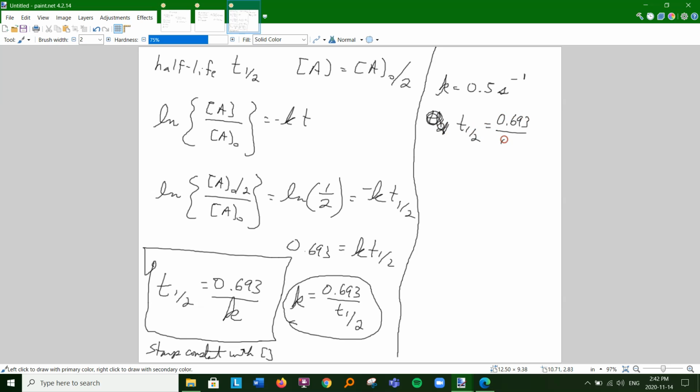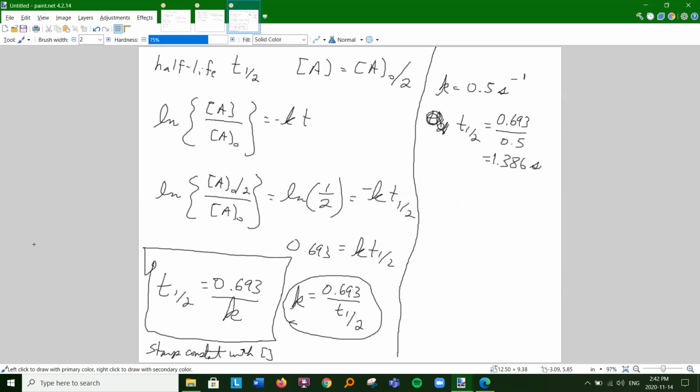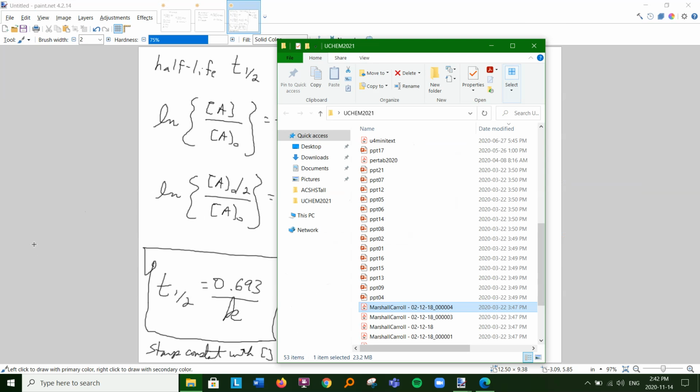0.693 divided by 0.5, which is just twice 0.693, right? 1.386 seconds. Okay, so that is the half-life. And let's go back to the textbook here and see.